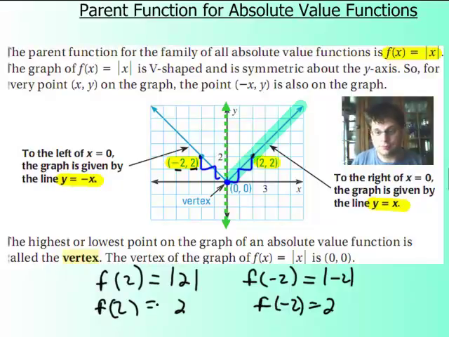One other property of the absolute value function is this point here where the two branches meet. This is known as the vertex. And the vertex is always located on the origin, on the parent function. So you'll see that terminology used a lot, the vertex. So just be aware of what that is.